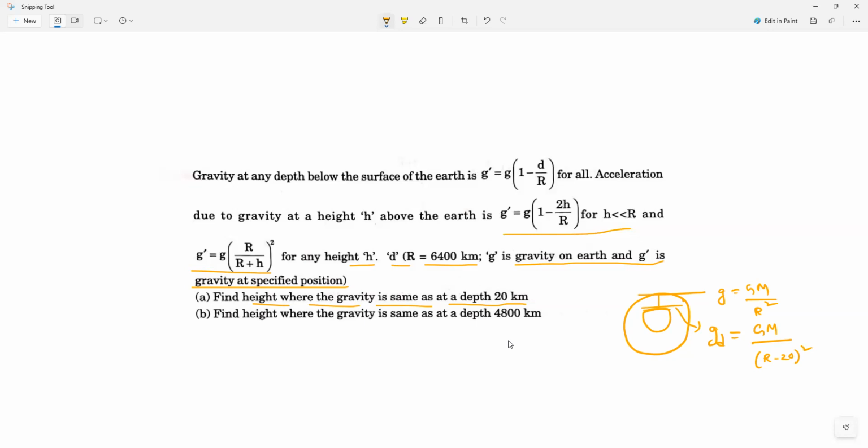Are you clear? Because that is the depth. Now, if I go to some height X, where this G value and that G value are equal, that is what they are asking. Calculate this height. That is the question. I hope you all understand now. Are you clear, guys? What they are asking? Yes, sir. Inside the Earth, 20 kilometers down, there will be a G value.